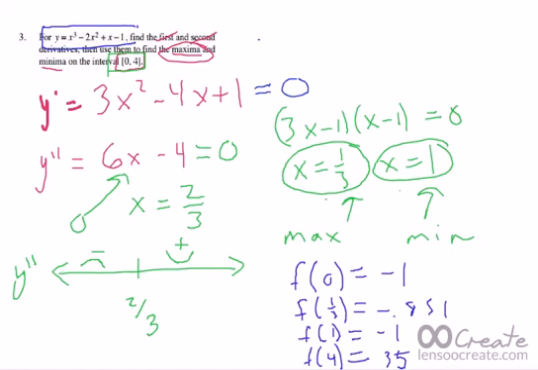So, discussing max and mins, this actually is a local max. This is our absolute max. And then both of these would be minimums, local or absolute.